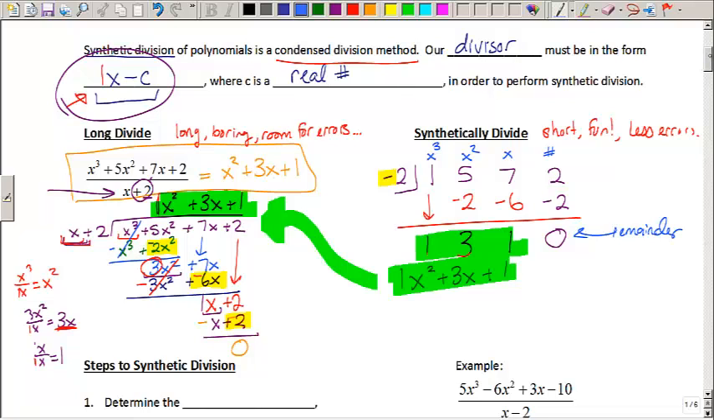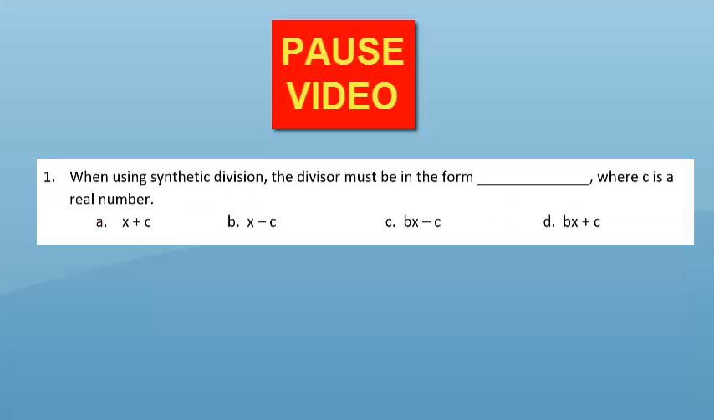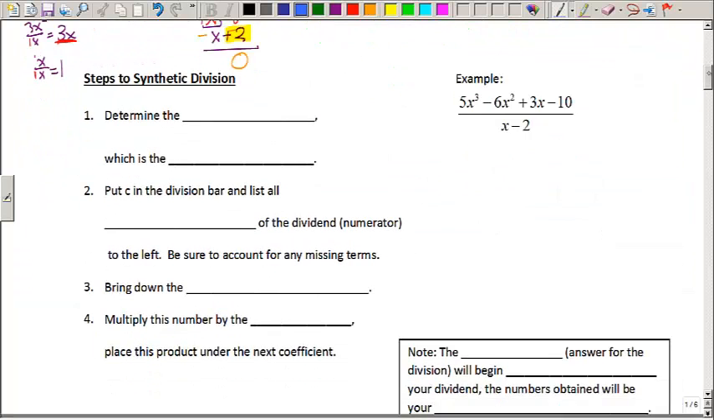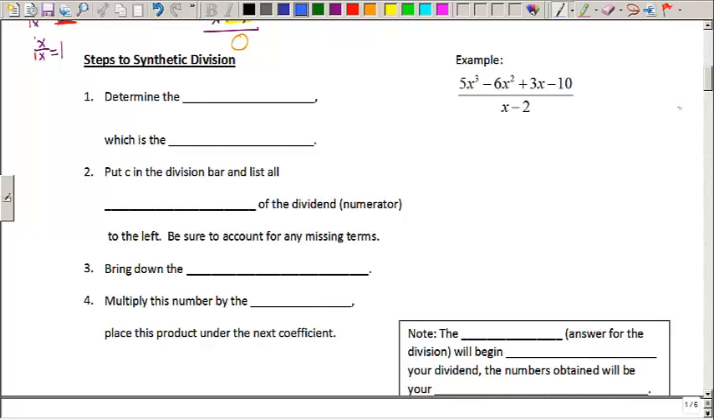Next, I'd like to show you how to do synthetic division while writing out the steps so that you can go back and refer to the steps one more time. So our steps: first, I want you to identify the divisor c, which is the opposite number with the x in the denominator.